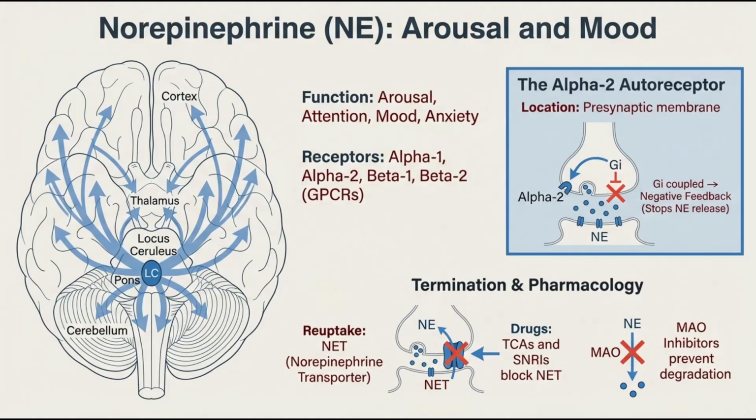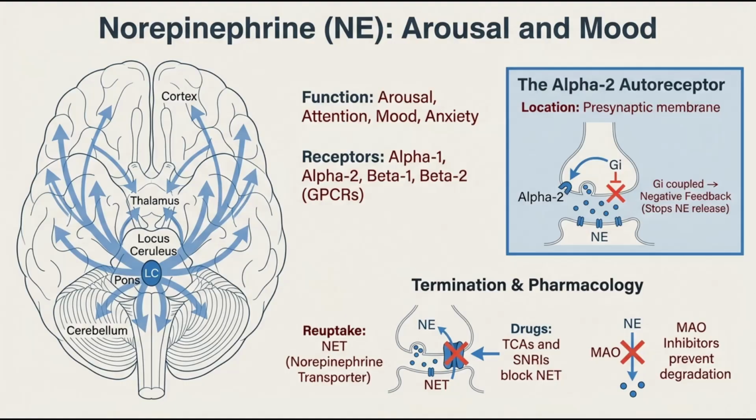Yeah. Everywhere. They are what wake up your brain in the morning. They're central to the fight or flight response. The slide makes a special point to highlight the alpha-2 receptor here. It calls it an autoreceptor. Yes, the autoreceptor concept is fundamentally important for pharmacology. It's a negative feedback loop.